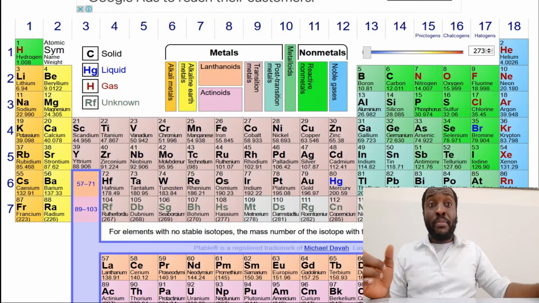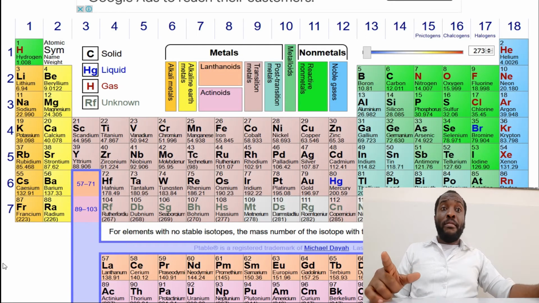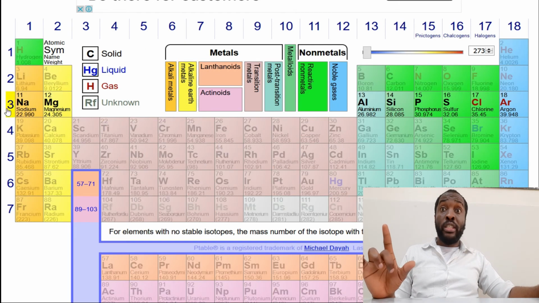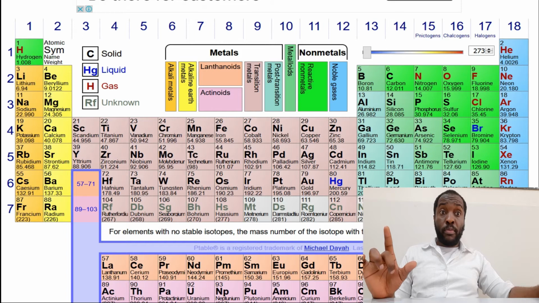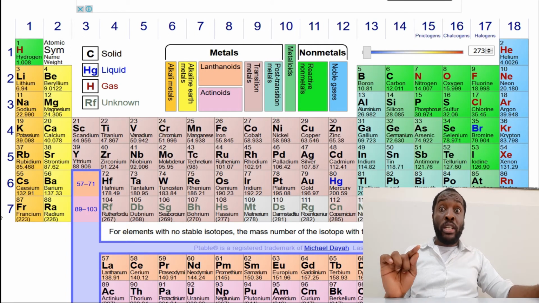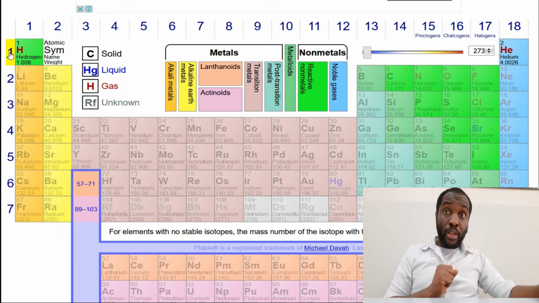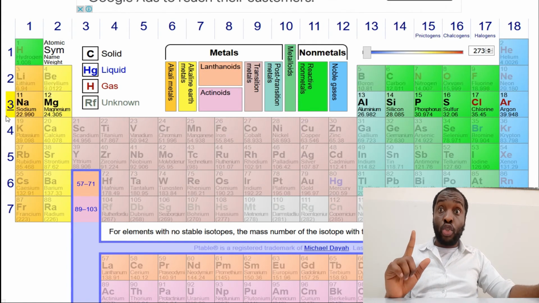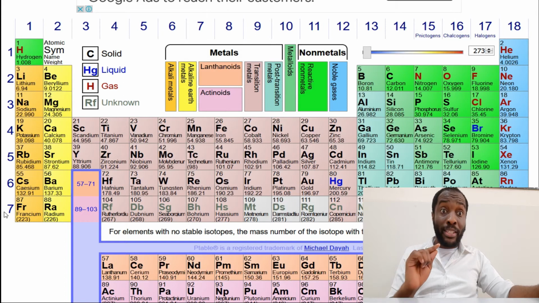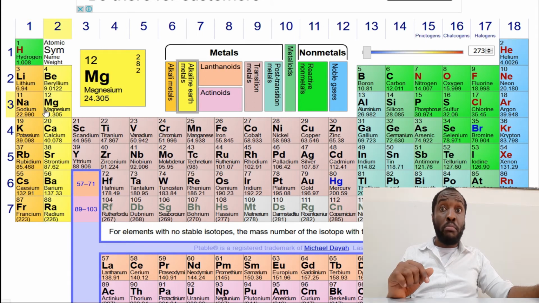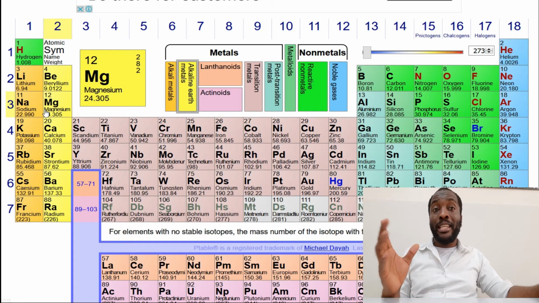Looking again at our periodic table, we have seven horizontal rows called the periods. These periods are usually numbered in Arabic numerals. So we have period 1, period 2, and right up to period 7. For example, elements in period 3 include sodium, magnesium, aluminium, silicon, etc.